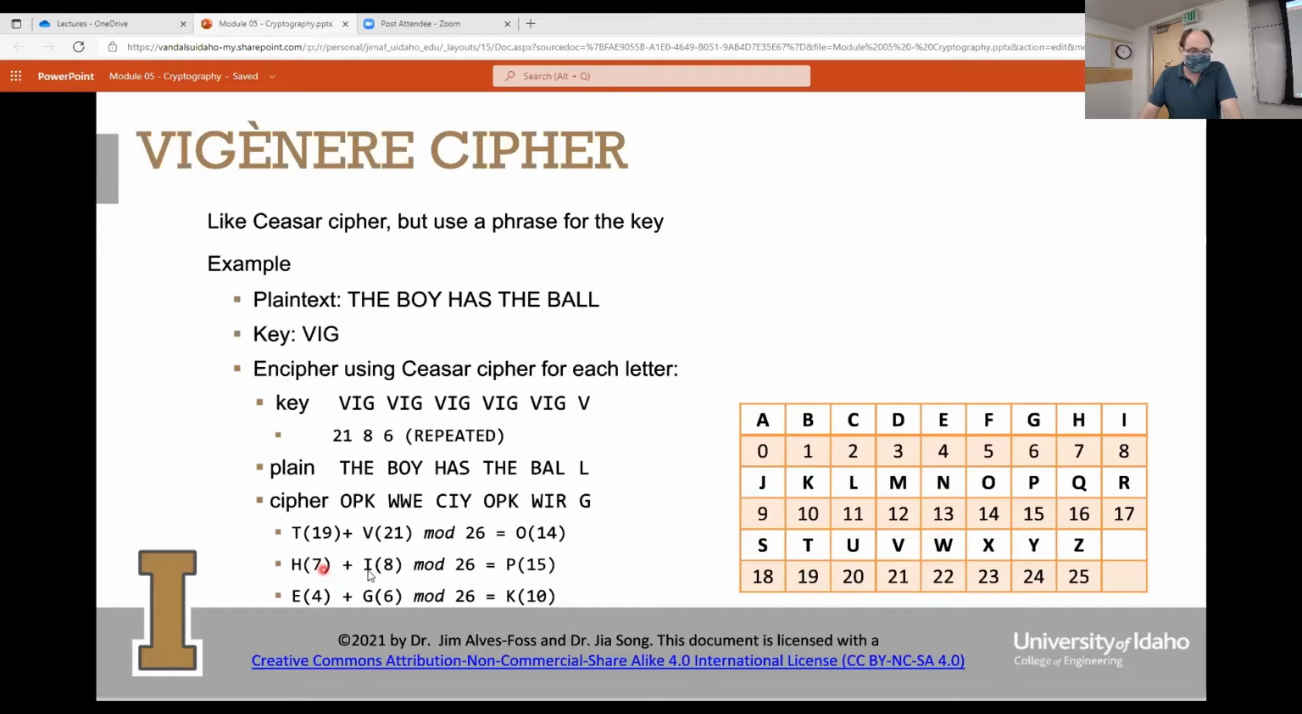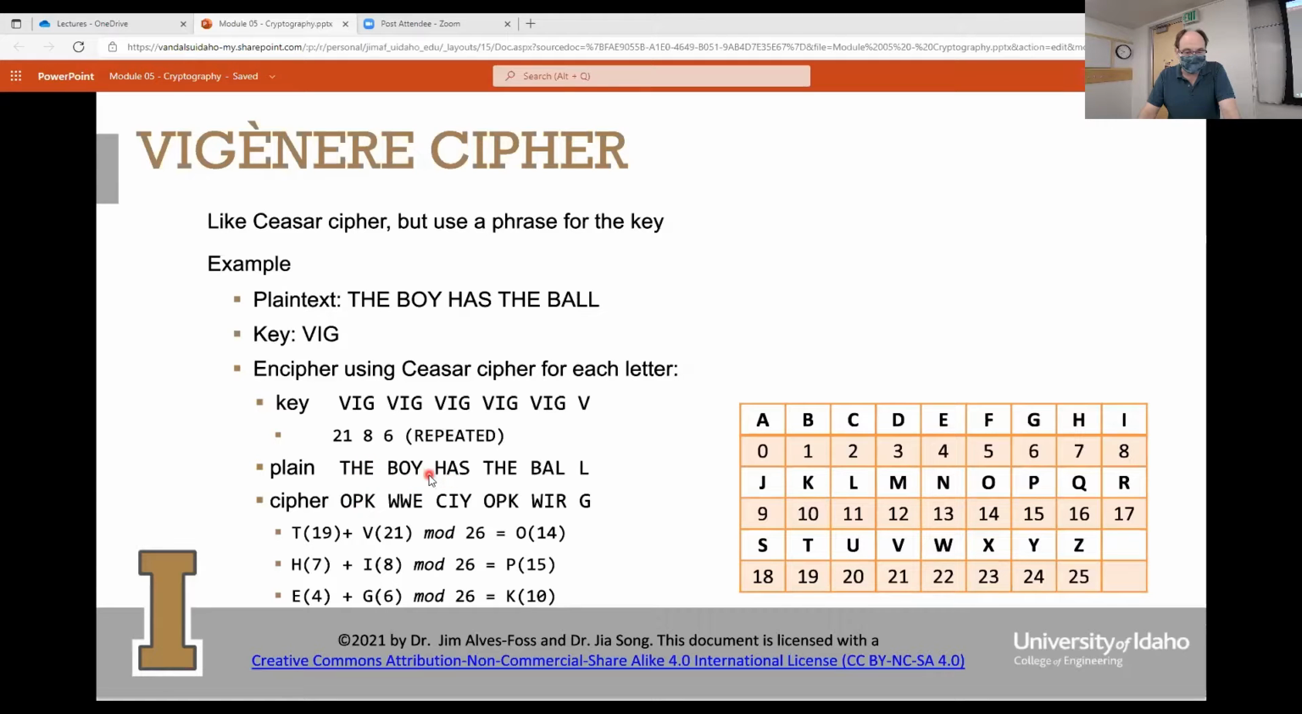H, which is a 7, plus I, an 8, mod 26 is a 15, that's P. E is the 4 plus the G, which is a 6, I'm sorry. 4 plus 6 is 10. Mod 26 is also 10. So notice here we didn't have to worry about the remainder, so it's pretty straightforward, but OPK is our beginning, and it comes over.